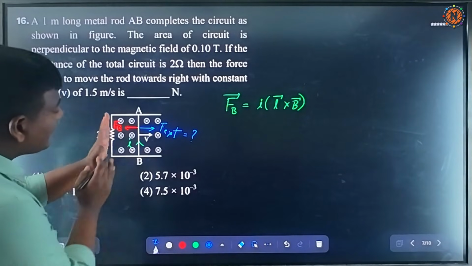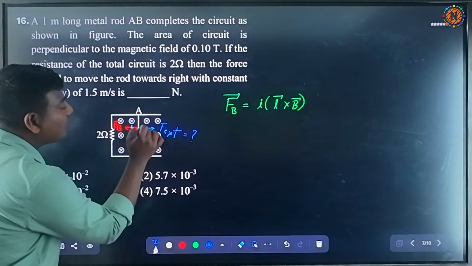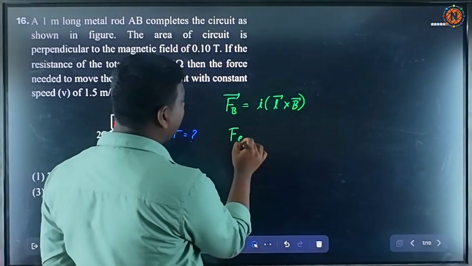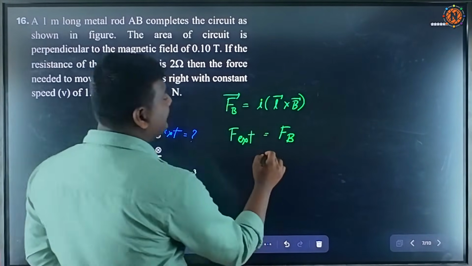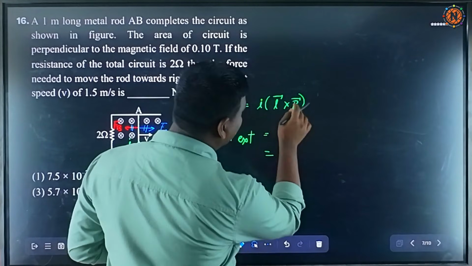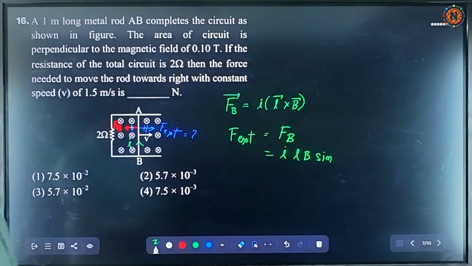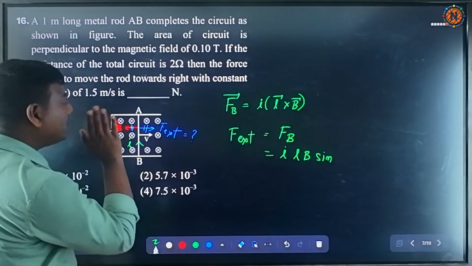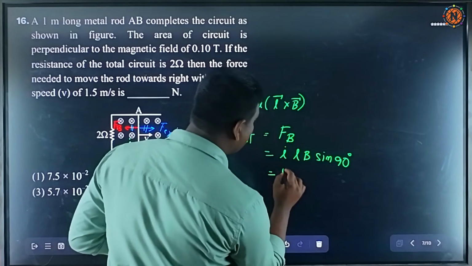And since this rod should move with a constant speed or constant velocity, that means this force must be equal to this. That means net force on the rod must be equal to 0. Yes or no? So we can write that our net external force will be equal to the magnitude of this FB. Now see, FB is equal to I times the magnitude of L cross B, which is ILB sine theta. What is the angle between L vector and B vector? L vector direction is upward and B vector is inward. So that angle is 90 degrees, sine 90 degrees is 1. Yes, this will be ILB.